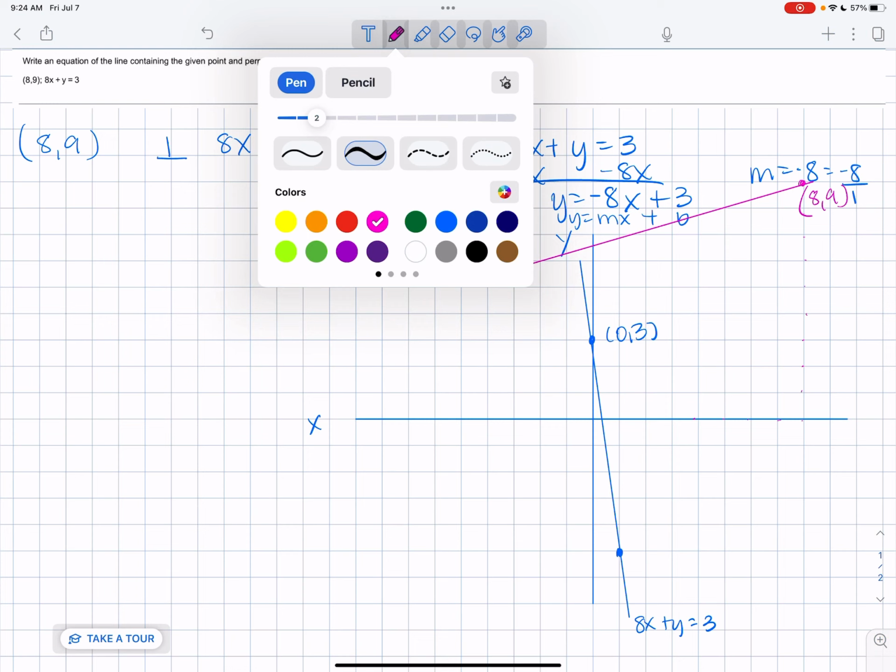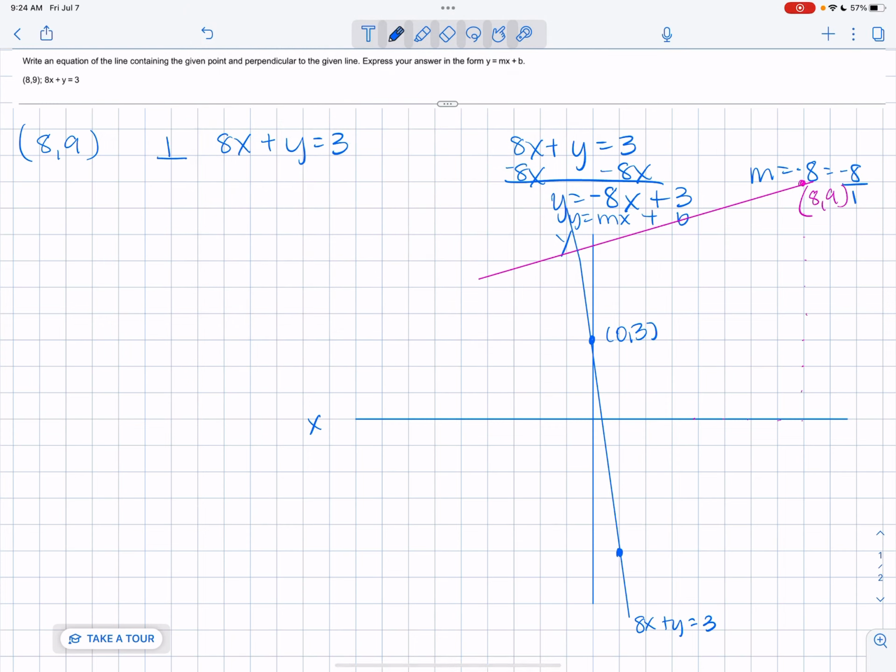So just to visualize what's going on here, that's not exactly right. Let's make it a little bit better. And let's go ahead and make it go through there. It's a little bit off. Should have made the line bigger in the first place. Okay, so again, the blue line is 8x plus y is equal to 3. We are looking for the equation of the pink line right here because it goes through the point (8, 9). That's what the problem tells us to do: write the equation of a line that goes through this point that's perpendicular to the blue line that we were given.